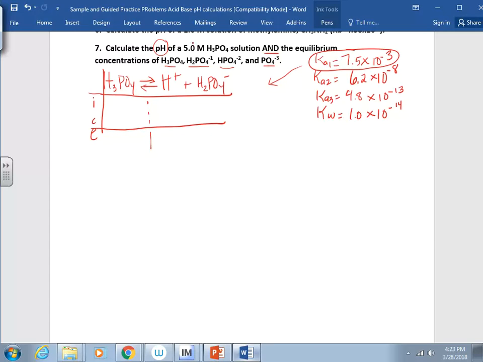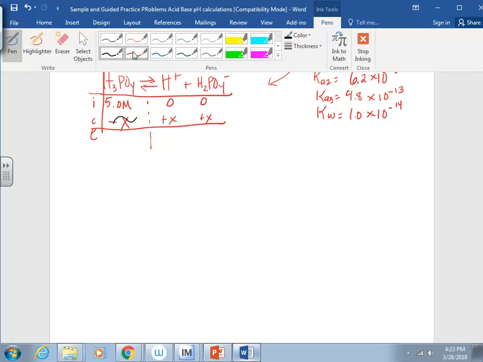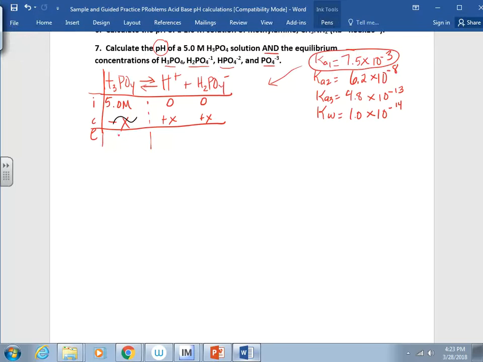We were told the initial concentration of the phosphoric acid is 5.0 molar. So that goes here in the initial, and we have 0 ions initially. We define our shift in terms of x, so minus x and plus x. Remember, if we have an initial amount present, we can neglect our x. So we're going to neglect the x here because this is a weak acid. You can do this neglecting x with weak acids or weak bases. So 5.0 molar at equilibrium, and x.